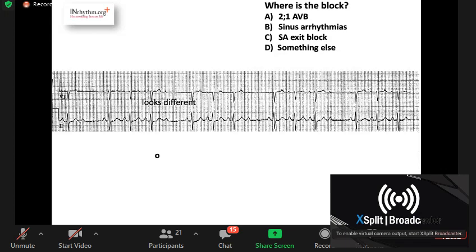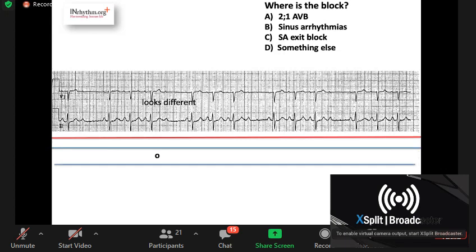Now, what kind of block is it? Is it a 2:1 AV block or is it something else? So in between there is a 2:1 AV block. Let us see this. This is a ladder diagram. If you do this, that becomes very easy. So this P conducted down to the ventricle. This P conducted down to the ventricle. This P conducted down to the ventricle.